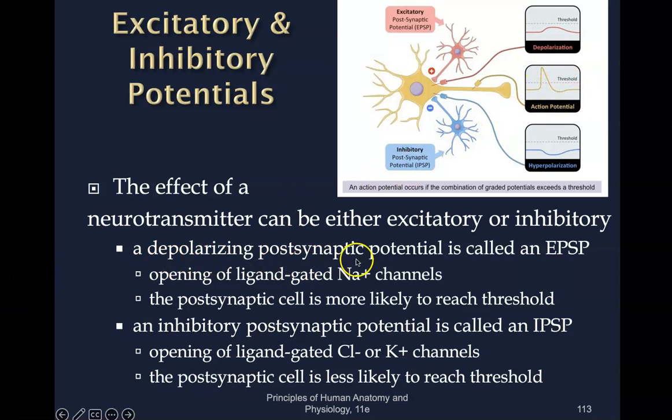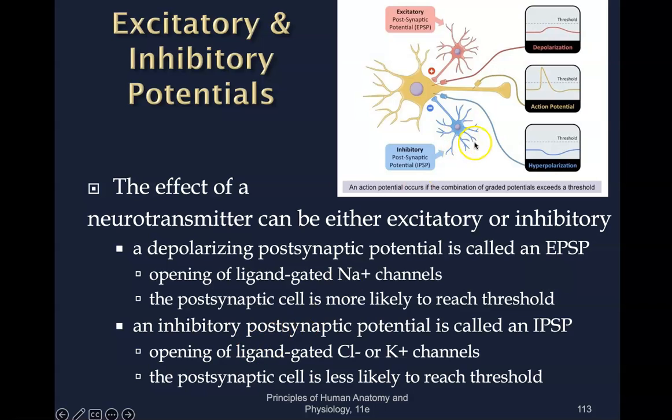So again, a depolarizing postsynaptic potential will cause these ligand-gated sodium channels to open, allowing sodium to rush in, and again, bringing that interior of the cell closer to that threshold point, okay? Then an inhibitory postsynaptic potential is going to do just the opposite here. Remember that the excitatory ones are oftentimes synapsing with dendrites. Here, the inhibitory ones are oftentimes synapsing with a cell body. Why? I don't know, but it's just how it is.